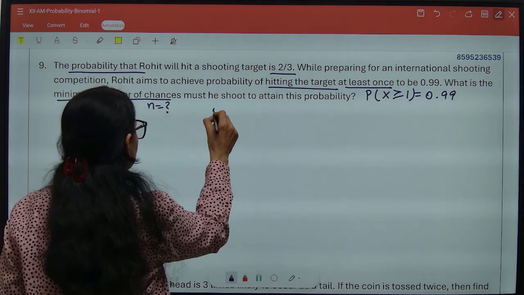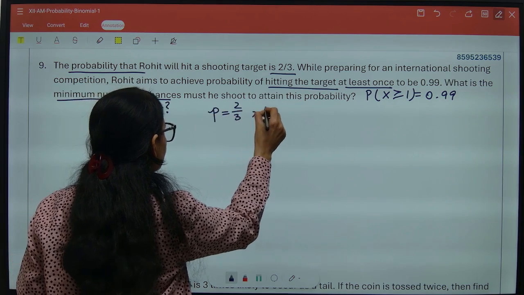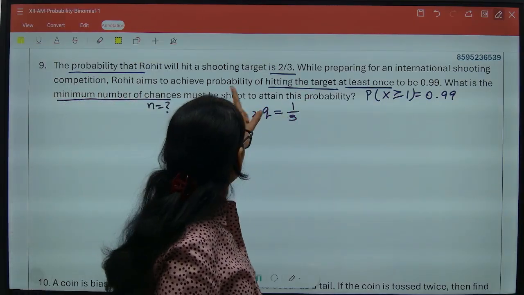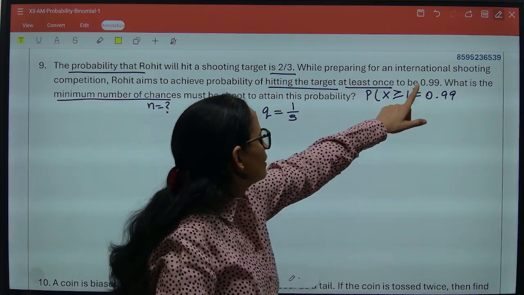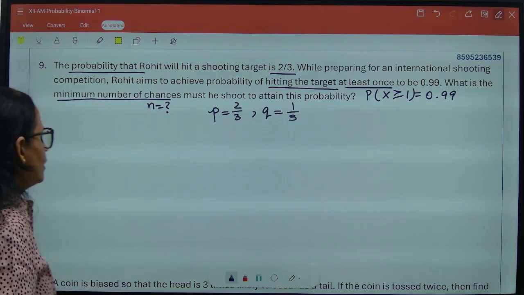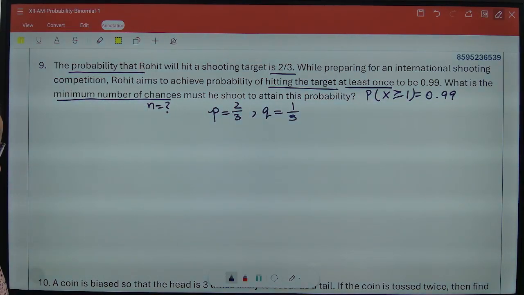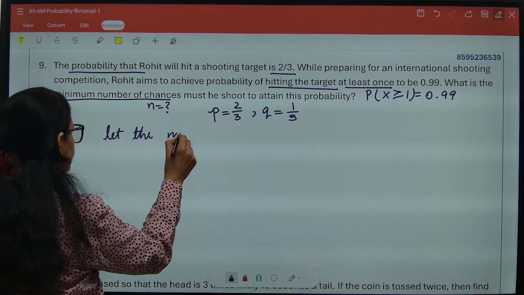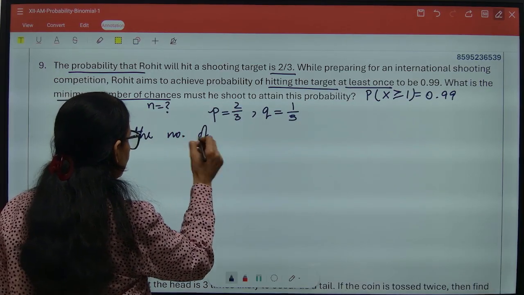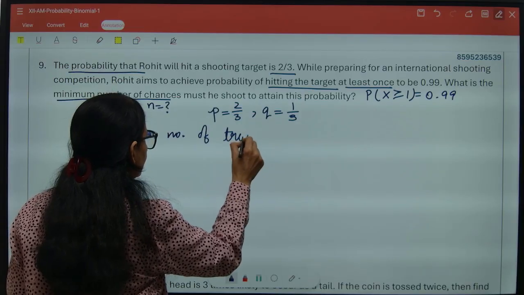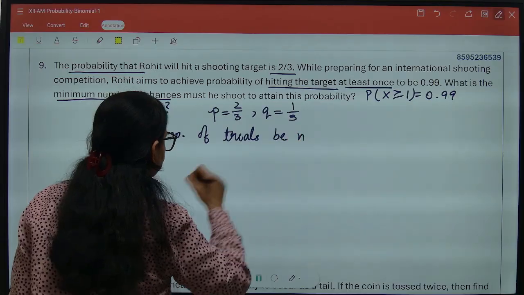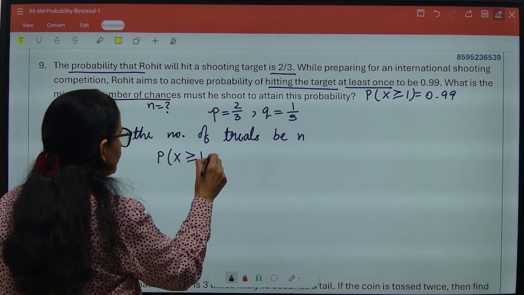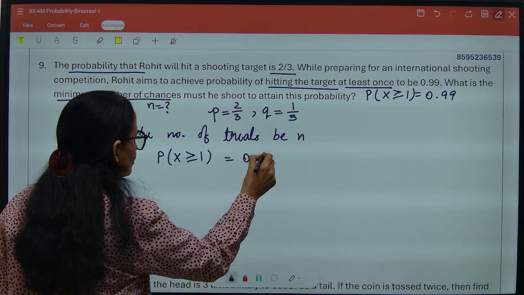Probability of hitting the target is 2 by 3, and that means q is 1 by 3. We need to find the value of n such that the probability of hitting the target at least once is 0.99, right? So let's start with: let the number of trials be n, because whenever you are introducing any variable, let the number of trials be n. So probability of x greater than or equal to 1 is 0.99.